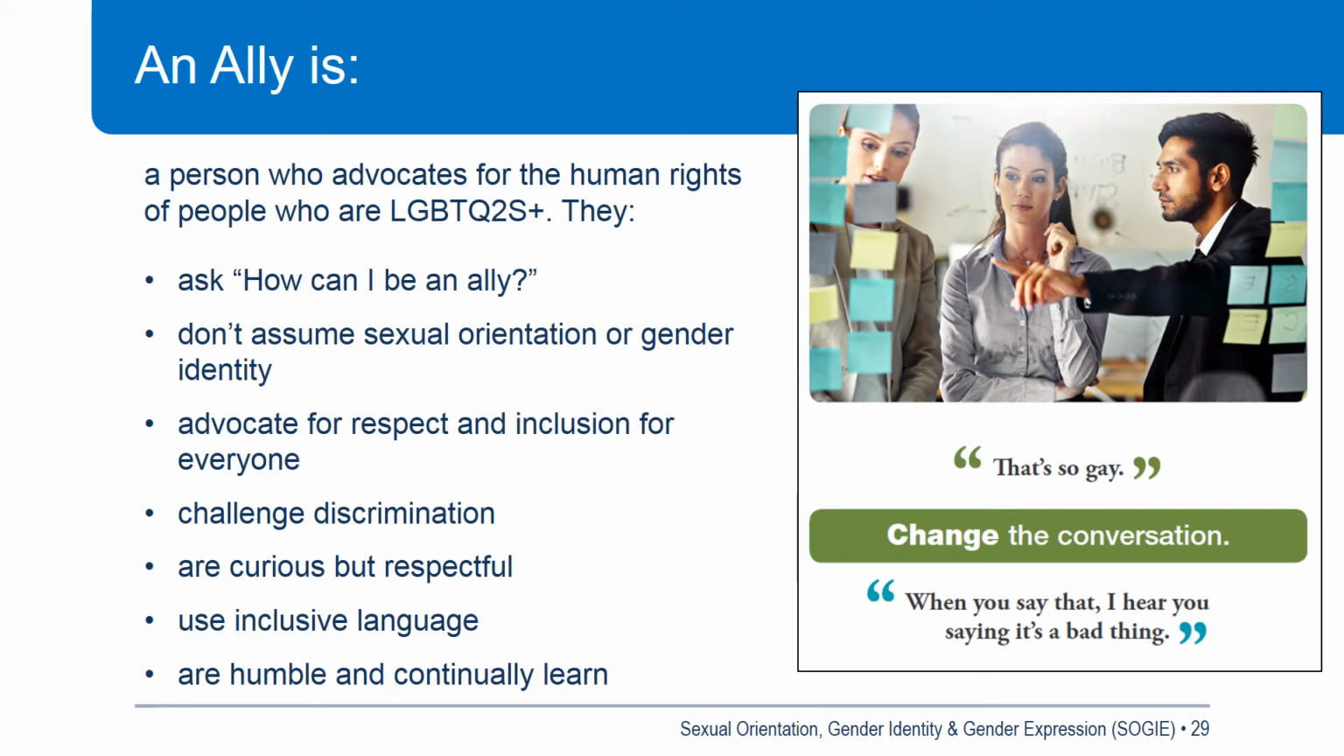An ally is a person who advocates for the human rights of people who are LGBTQ2S+. So for this slide, I want you to ask, how can I be an ally? Don't assume sexual orientation or gender identity, and advocate for respect and inclusion for everyone. We've discussed ways in which people can feel discrimination, which leads to stigma and less access to care. Now that you are aware, you can check yourself, and when you hear others, you have the words to use to challenge if it feels safe.